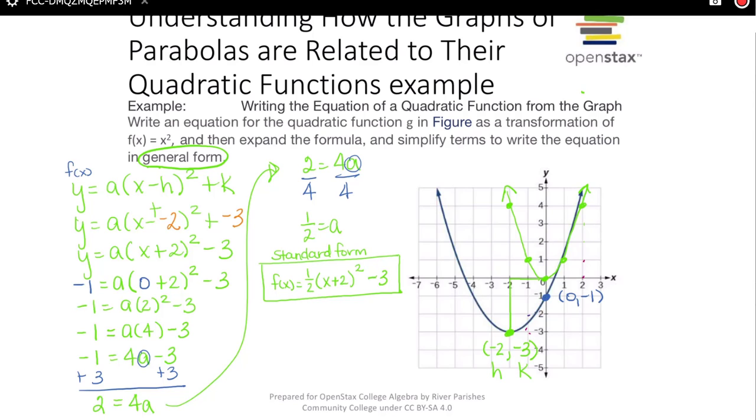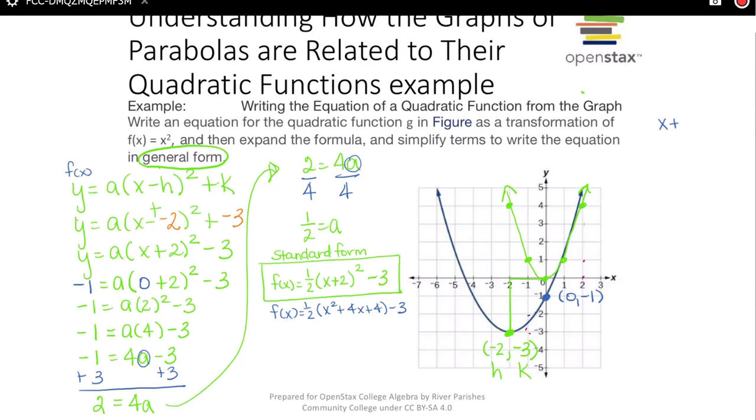So we have to keep going. We have to simplify this out. To simplify that out, the first thing I'm going to do is square my x plus 2. So x plus 2 squared is really x squared plus 4x plus 4, if you know how to do a perfect square. If not, let me show you over here on the side.